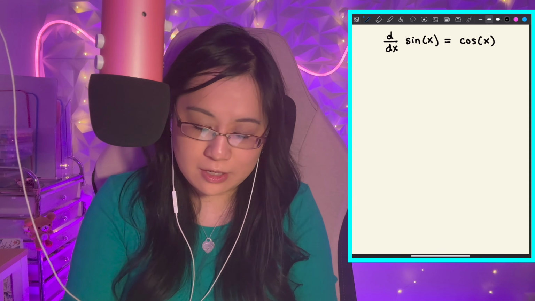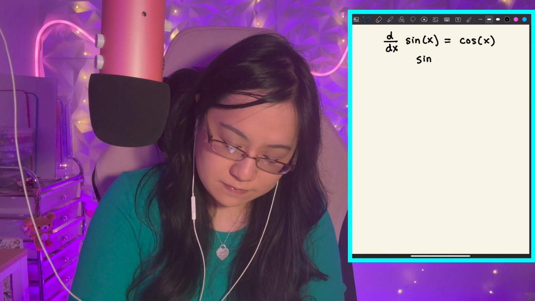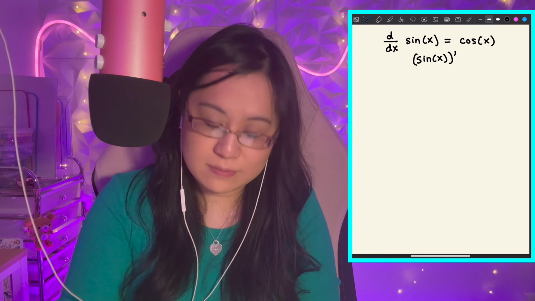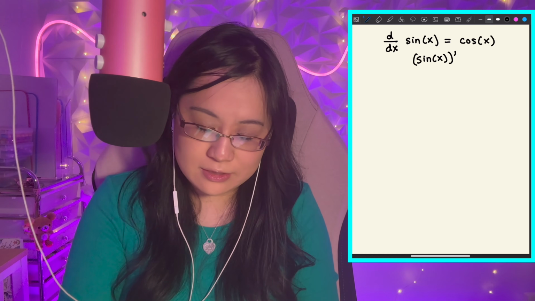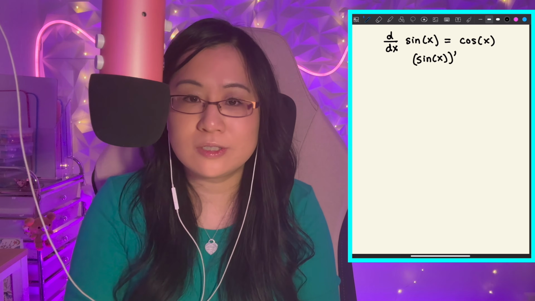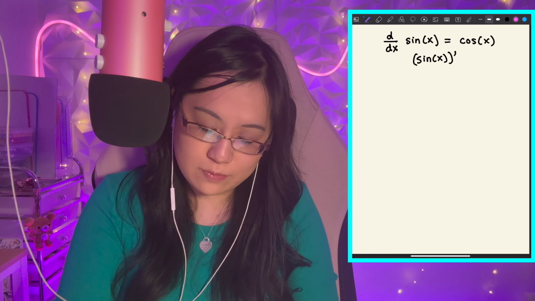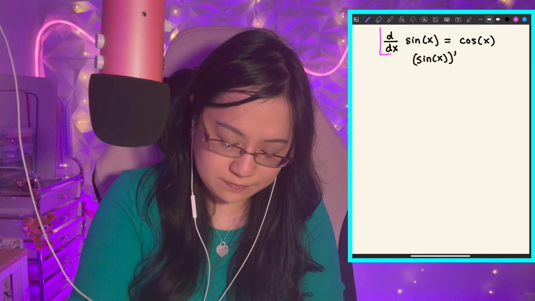But if you are clear with which variable you're working with, then another shorthand notation is sine x prime. So that first prime is the first derivative, but that only works if you're taking the derivative with respect to the given variable, in this case x. Okay, so the derivative of sine of x is cosine x.